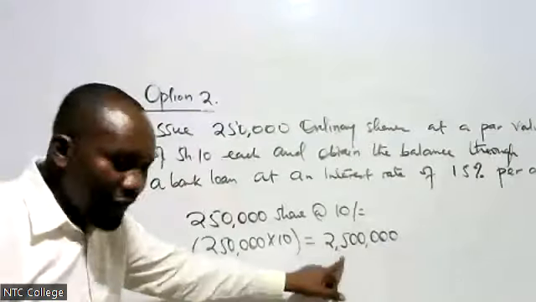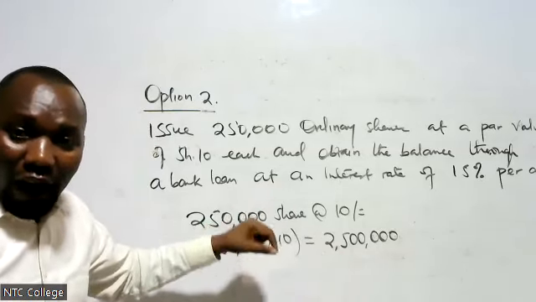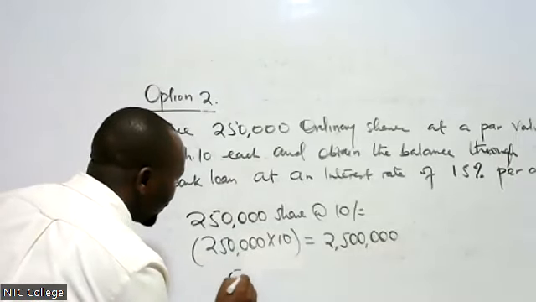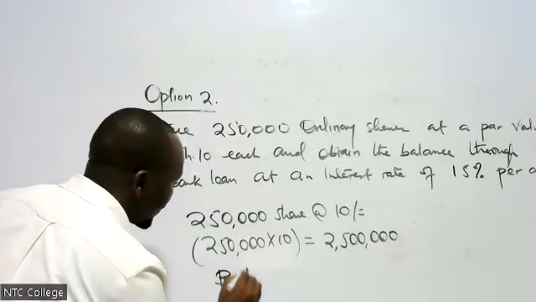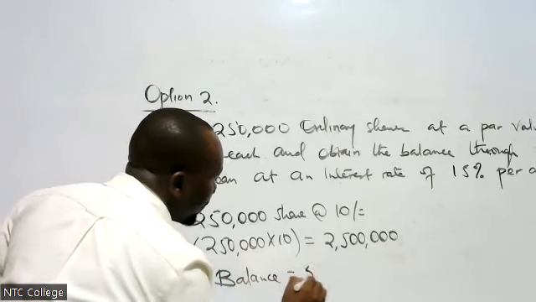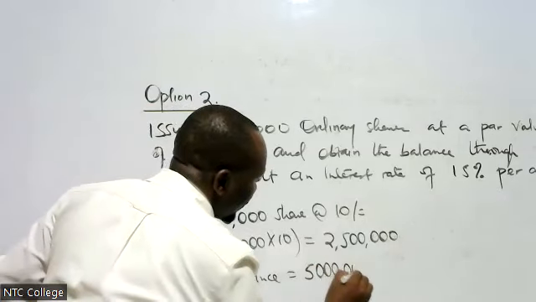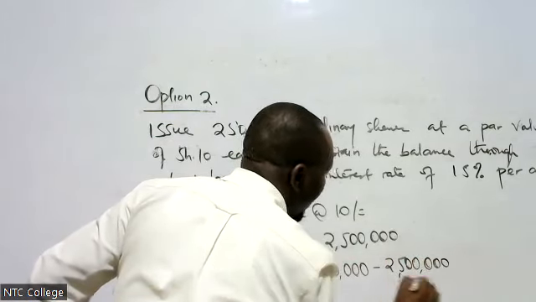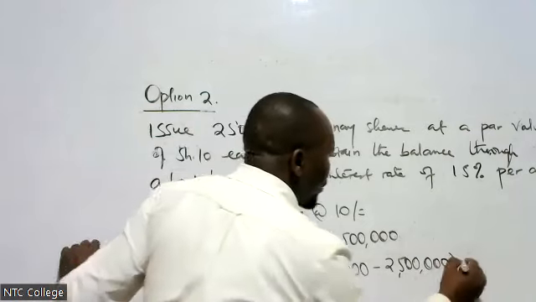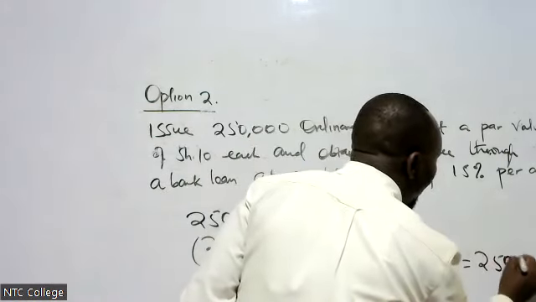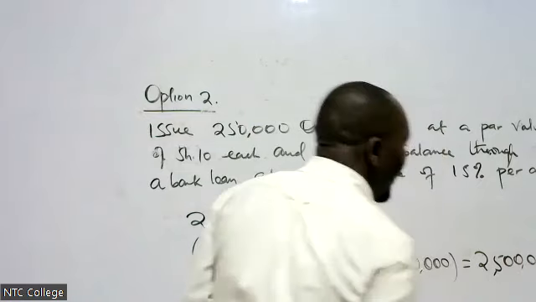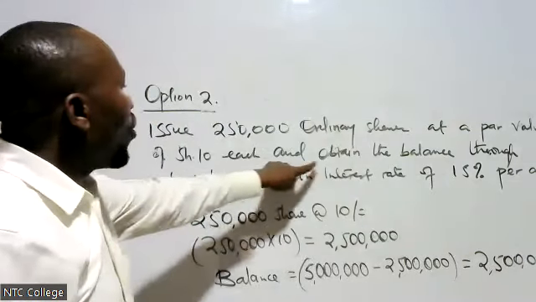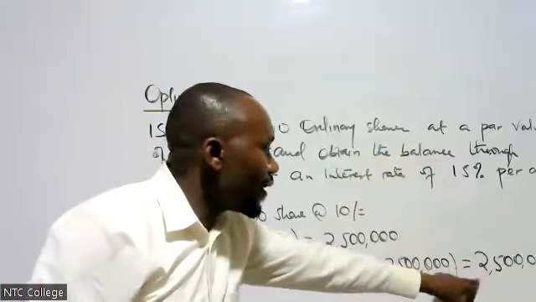We know that once we have gotten this, we still need a balance. The balance that we require is 5 million minus 2.5 million, so we are going to have a balance of 2.5 million, right? So it means that the other 2.5 million is what they are referring to when they say, and obtain the balance. This is the balance that we want.